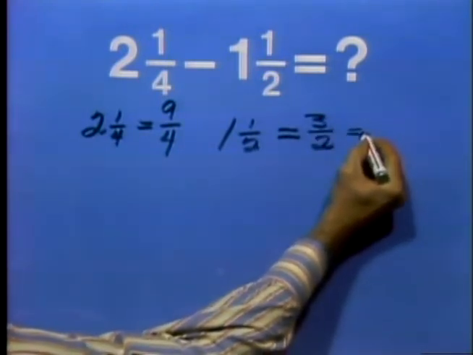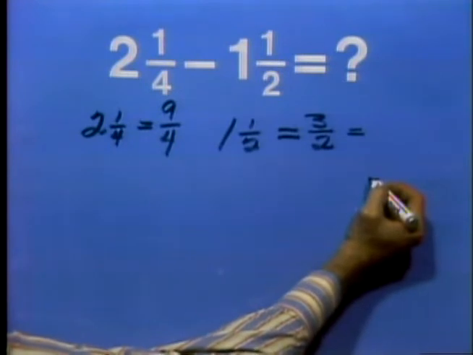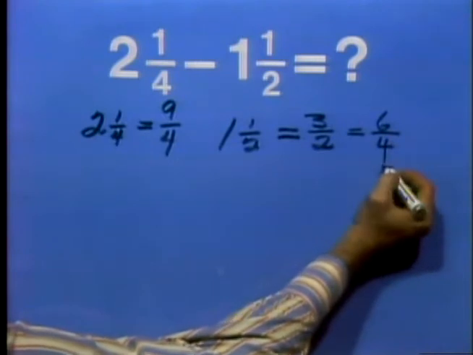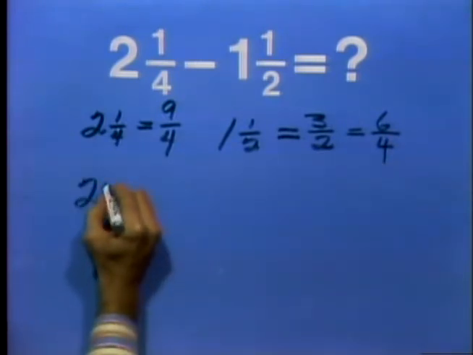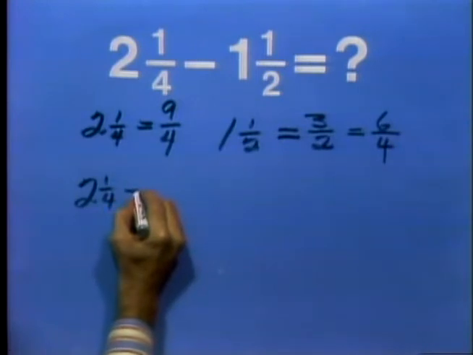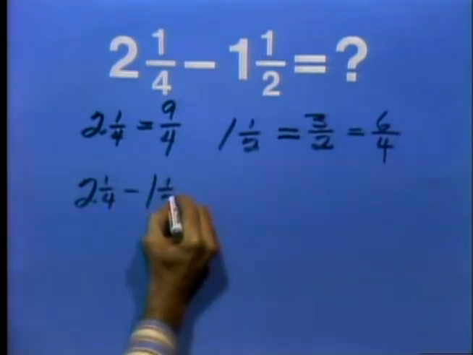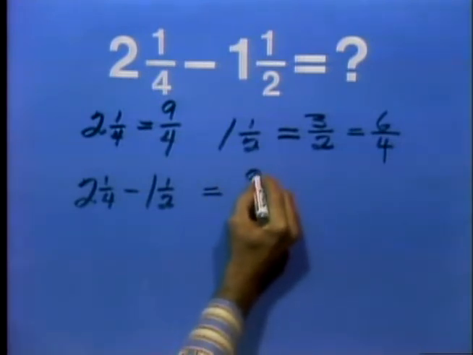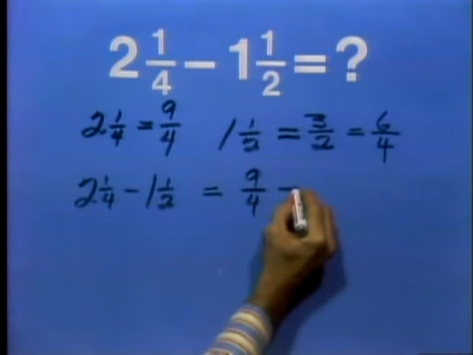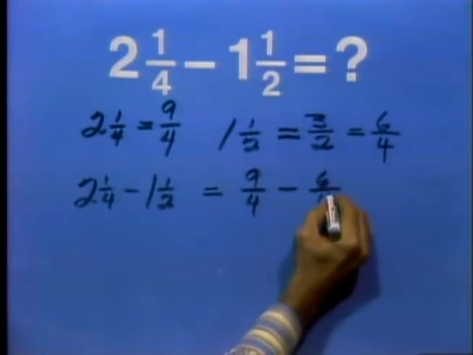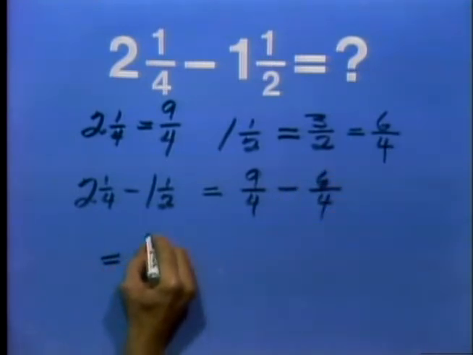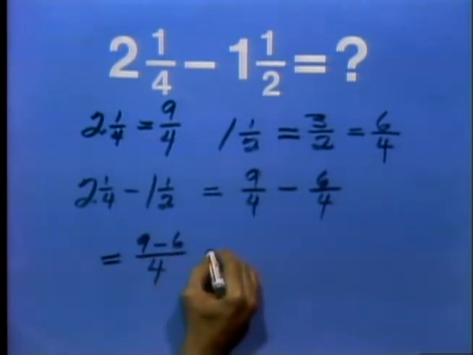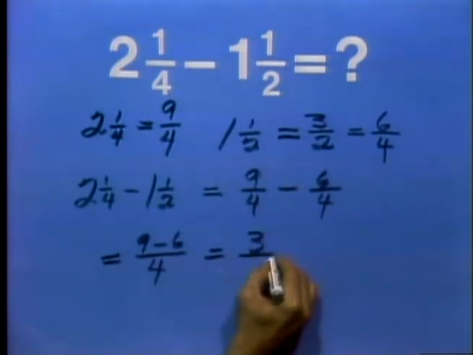Or, multiplying through by 2, 6/4. So 2 1/4 minus 1 1/2 equals 9/4 minus 6/4, which is 9 minus 6 over 4, or 3/4.